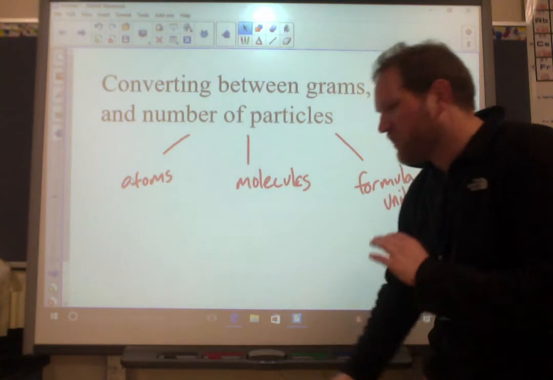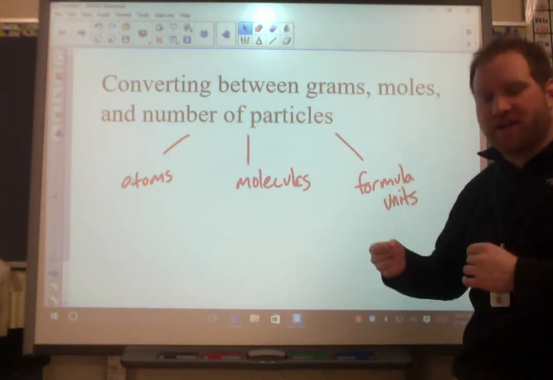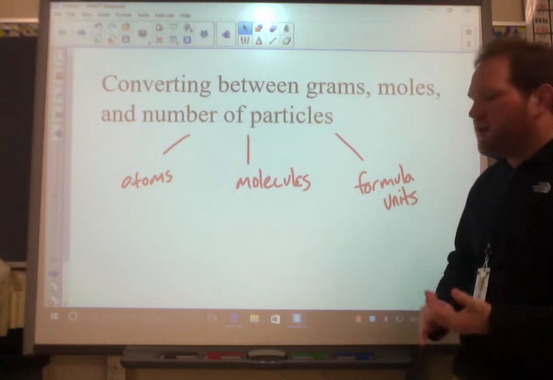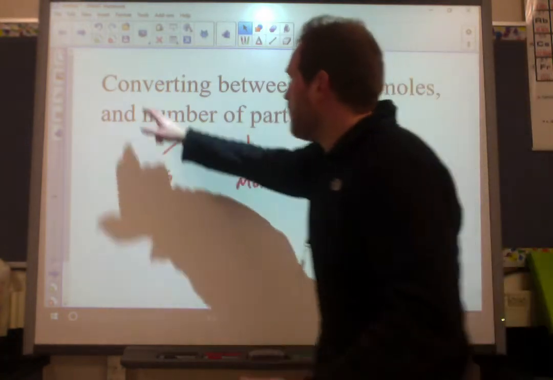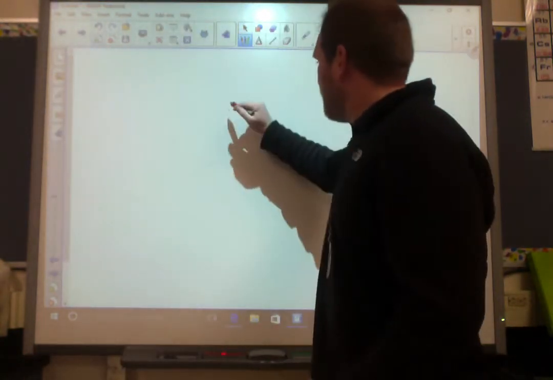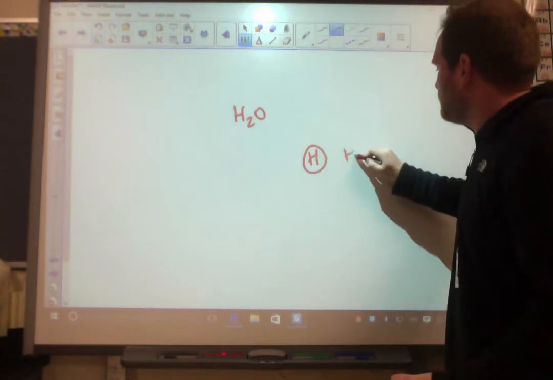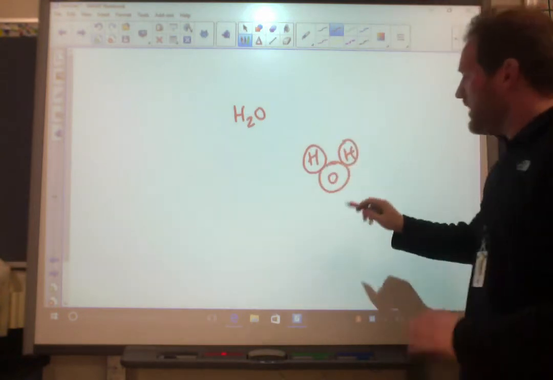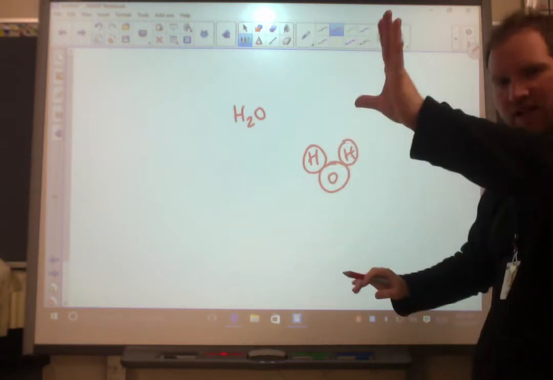Now, what a formula unit describes is the simplest unit of a repeating ionic compound. So basically, when we have water, you have H2O, right? So you have H, H, O, it's done, it moves on. So it's literally just three atoms bonded together and then it goes.